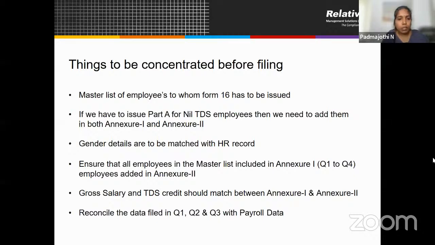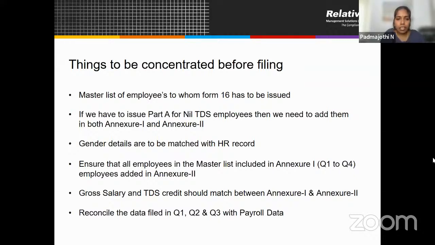So yearly once we will do annexure 2 filing. You have to ensure the master list of employees, all the employees, have been included in the annexure 2. If any employee is missed in annexure 2, then we will not get Form 16 Part A from the TRACES. So we have to ensure all the employees are included, if we want to issue Form 16, in both annexure 1 and annexure 2.